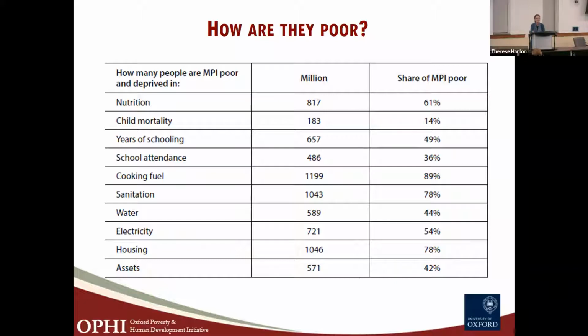Electricity, which is what I started with, is more than half. So more than half of these 1.3 billion people, when it gets dark, can't turn on a light. And 60% of them have somebody in their household who's malnourished. It's not 60% of all of them who are malnourished, but you're living with one of your family members. And because you share, this will probably influence many of them.